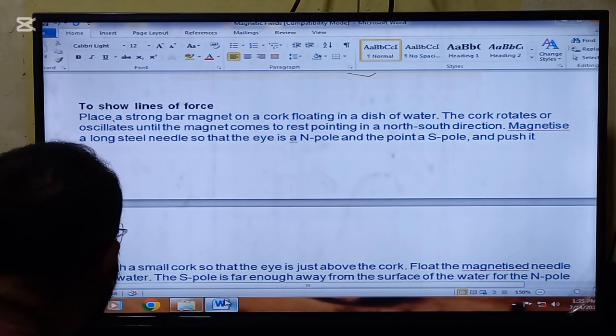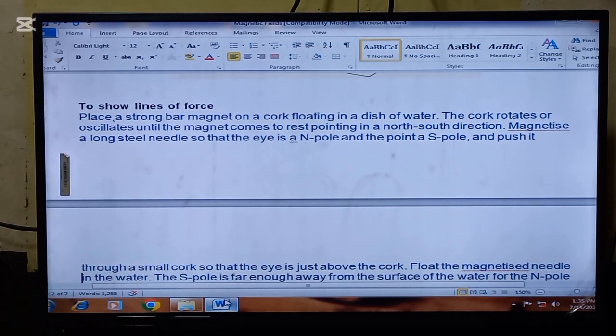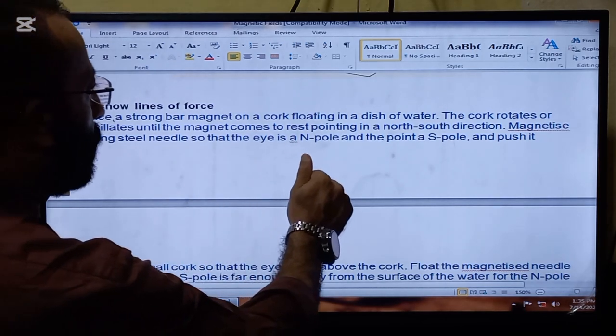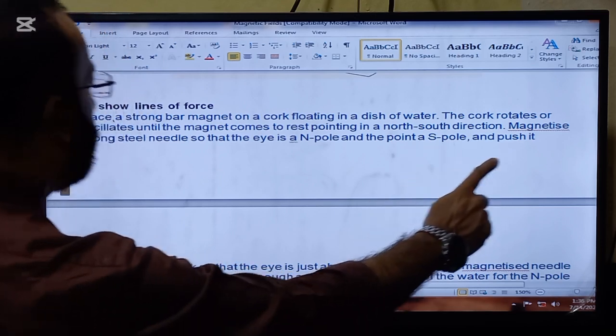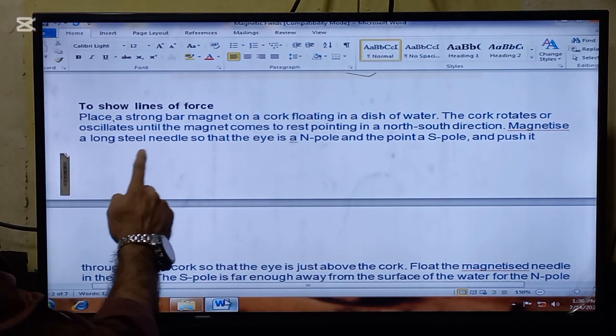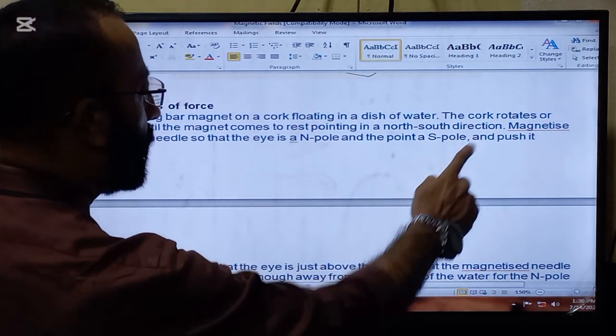Okay, the next thing that we are going to read in the lecture is to show the lines of force. Place a strong bar magnet on a cork floating in a dish of water. The cork rotates or oscillates until the magnet comes to rest pointing in a north-south direction.